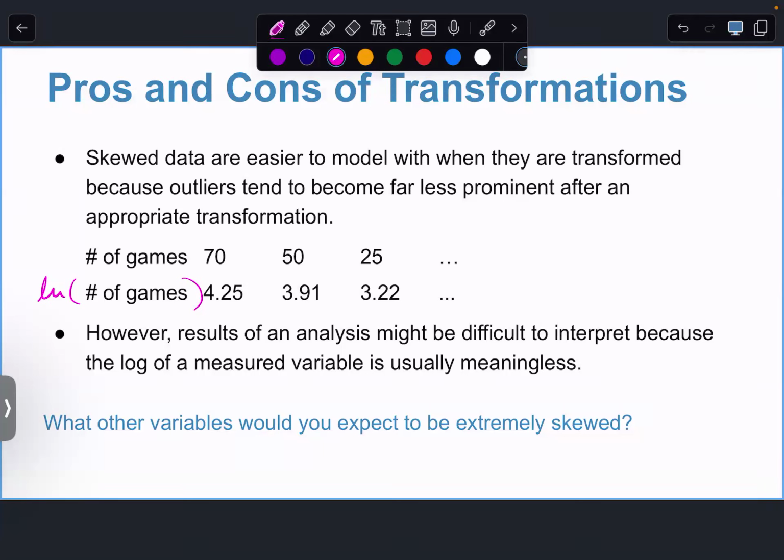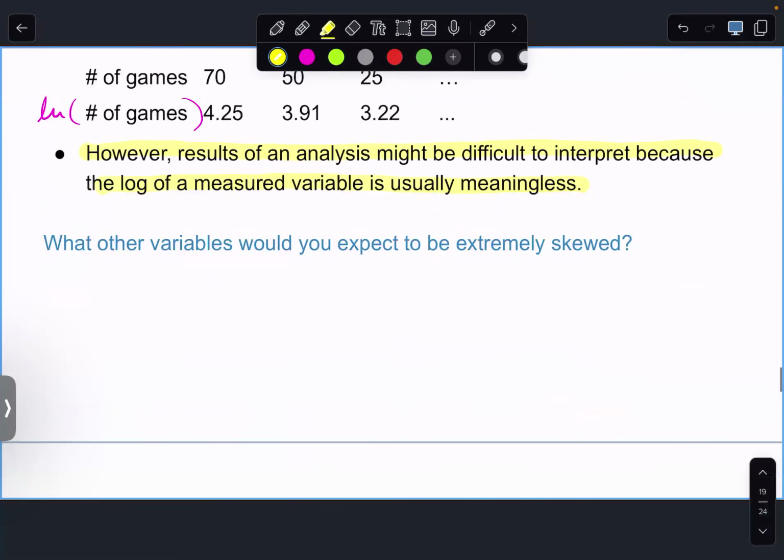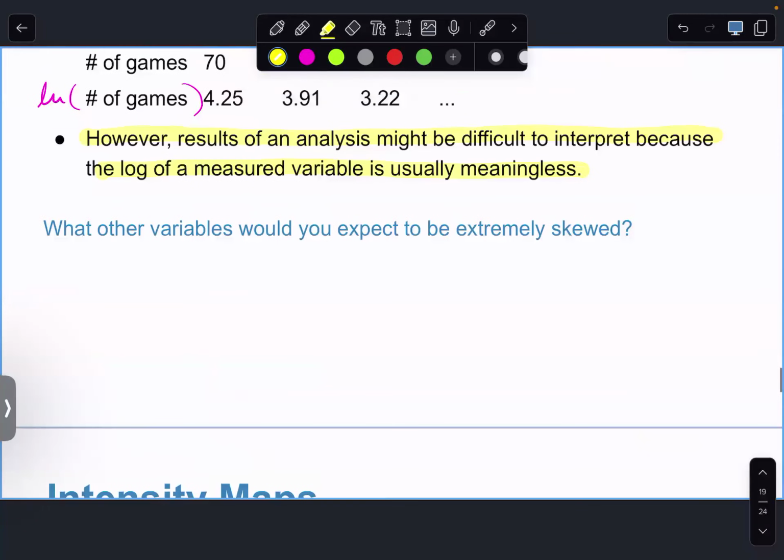The problem, and the reason we don't tackle it in this course, is because it can be really difficult to interpret, because the log of whatever you want to talk about is probably meaningless, right? And hard to communicate. That's the problem with transformations: you have to now talk about the log of the number of games, which might be hard to talk about. Okay, I'm going to skip that.